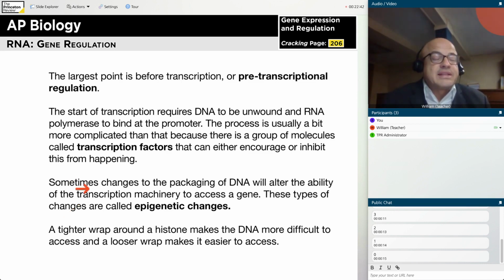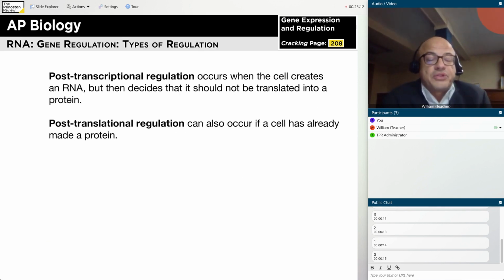Sometimes, like it says, changes to the packaging are going to alter the ability of the transcription machinery to access the gene. It's like an assembly line: if you took some kind of product and put it in a box, you'd have difficulty retrieving it if it's already packaged. Also, the wraparound histone is going to make it more difficult to access the gene to make any kind of changes. And again, sometimes you do see post-transcriptional regulation, when a cell is going to create RNA, but for some reason decides not to.